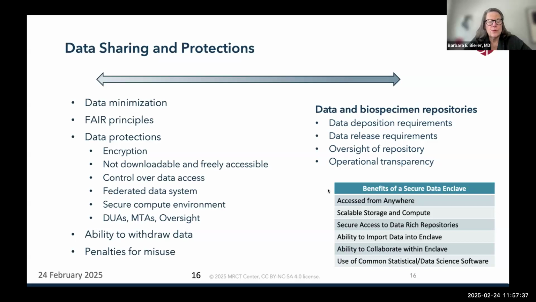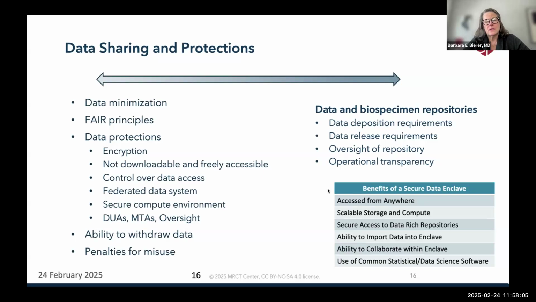And then there are data and biospecimen repositories for which there are requirements for the data deposition. There are data release requirements, in other words, a process before you release the data to anyone or someone. Oversight of the repository, and then operational transparency. In other words, it's clear how people will get their data in and get data out of the repository, and people can analyze it and see if they're comfortable with it.